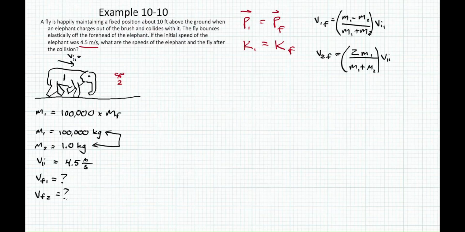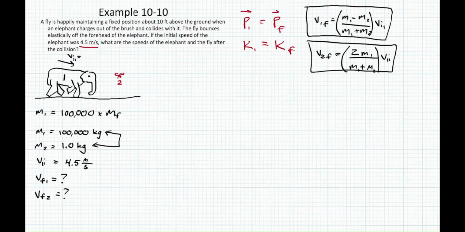So let's go ahead and do that using these two equations right here. All right, so let's find the final velocity of the elephant. And again, we're just using approximations for mass right here. We don't know if those are the real masses, but we are going to see a pattern emerge with objects that are very, very different in size.